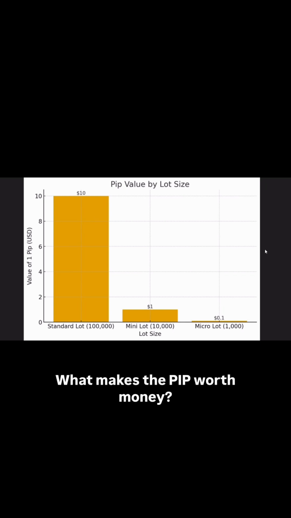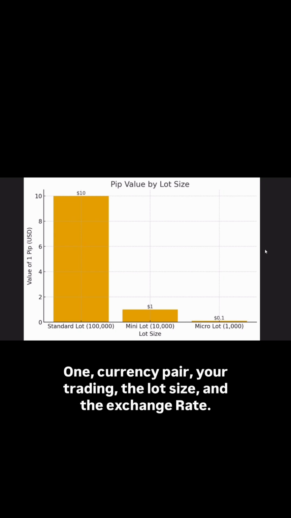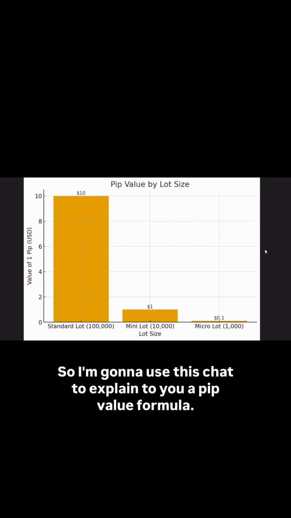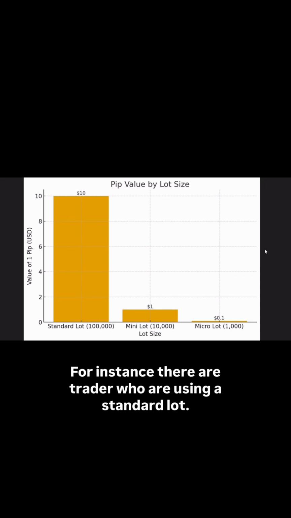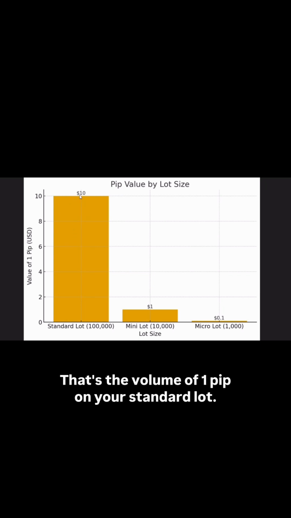What makes a pip worth money? The value of a pip depends on three things: the currency pair you are trading, the lot size, and the exchange rate. So I'm gonna use this chart to explain a pip value formula. For instance, there are traders who are using a standard lot. It means with a standard lot, 1 pip is equal to $10. Okay, that's the value of 1 pip on a standard lot.